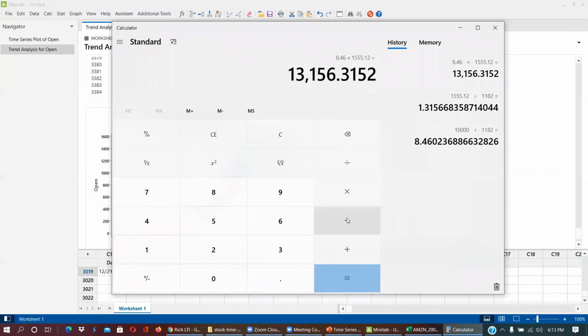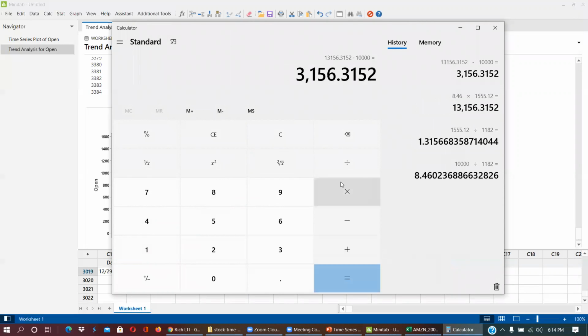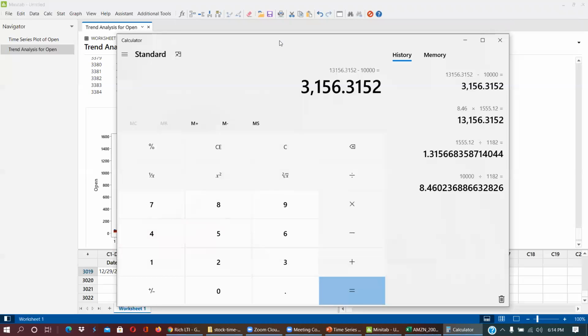So basically, if I subtract 10,000, that was my investment, how much profit, or how much return am I going to get on my investment? I'm going to get 3,156 in a year, or 365 days later. So this is a very simple way to do it.